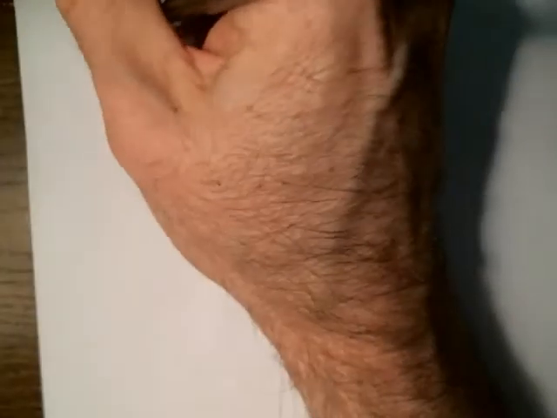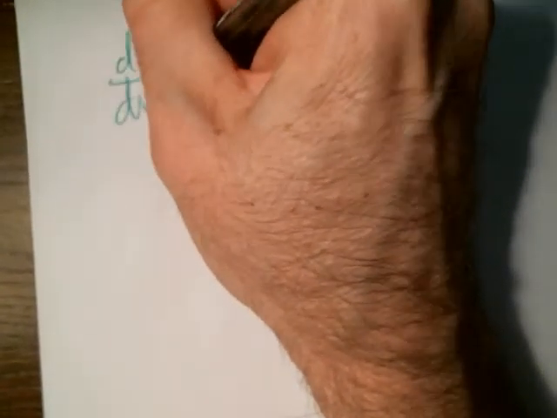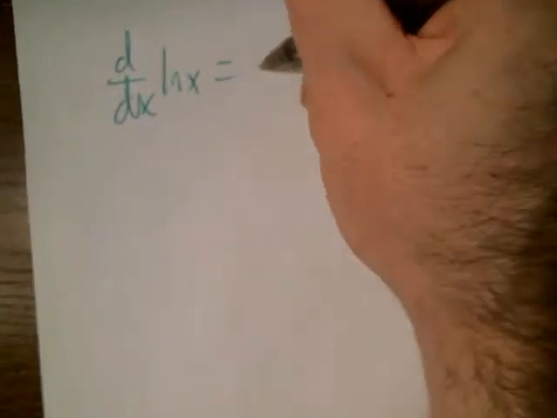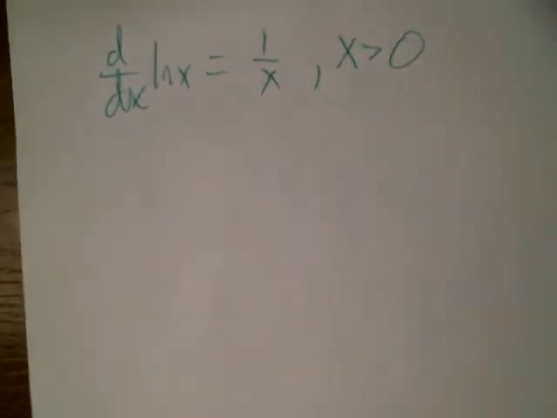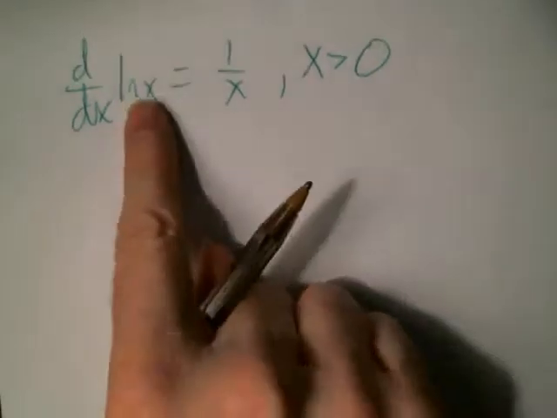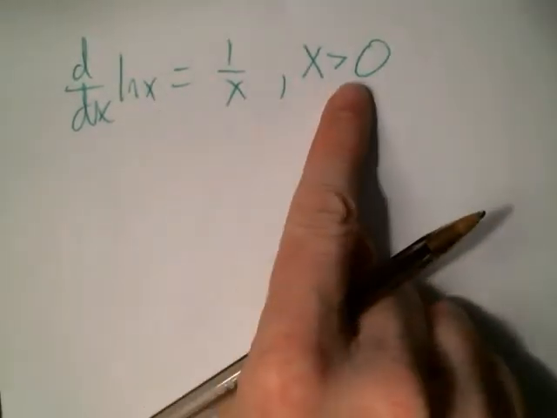Okay, so we have these definitions then. The derivative with respect to x of the ln of x is equal to 1 over x. And of course, x is greater than 0. The domain of the natural log is this.